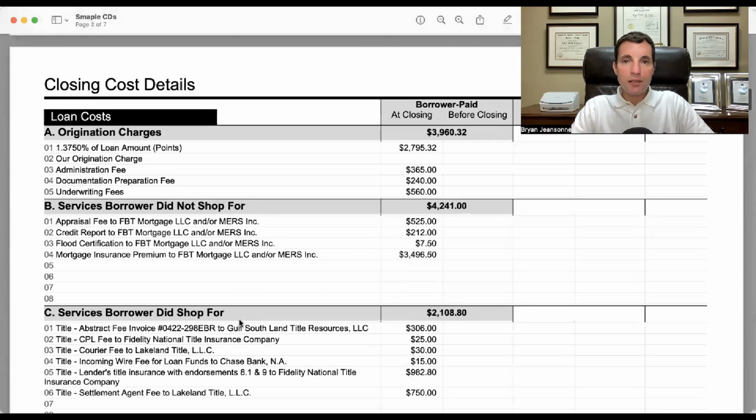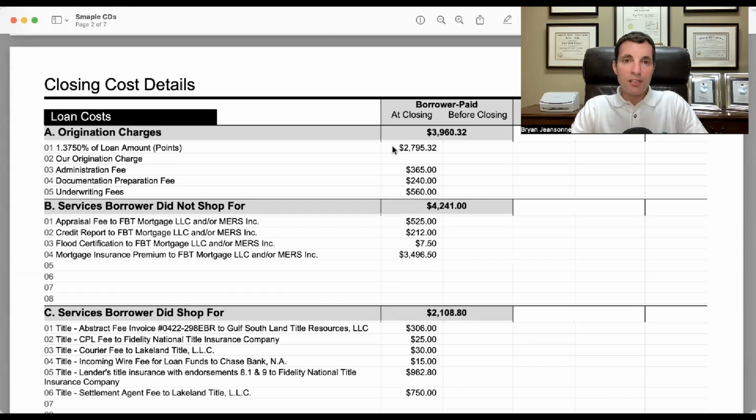So the second page is where it gets a little more detailed. So it's going to show any discount points that you're getting. So discount points are just a fee that you can pay to kind of buy down your interest rate. So a point is going to be a percentage. So if this person was getting 1.375% off the loan, so they were buying that many points, and that's how much it was costing them.